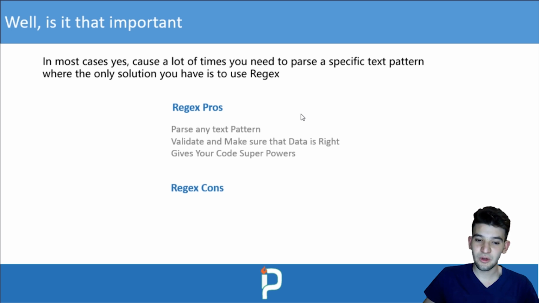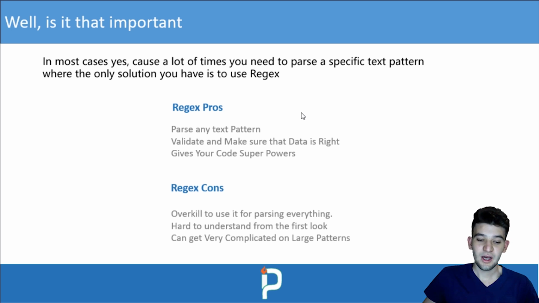Now let's take a closer look at the cons. It's going to be overkill to use it for parsing everything. Let's say you want to parse an integer or a number, and you use a regular expression. That will just be overkill. You can use a lot of other simple and fast ways, even faster than regex. Use regex only for complicated tasks that require it.